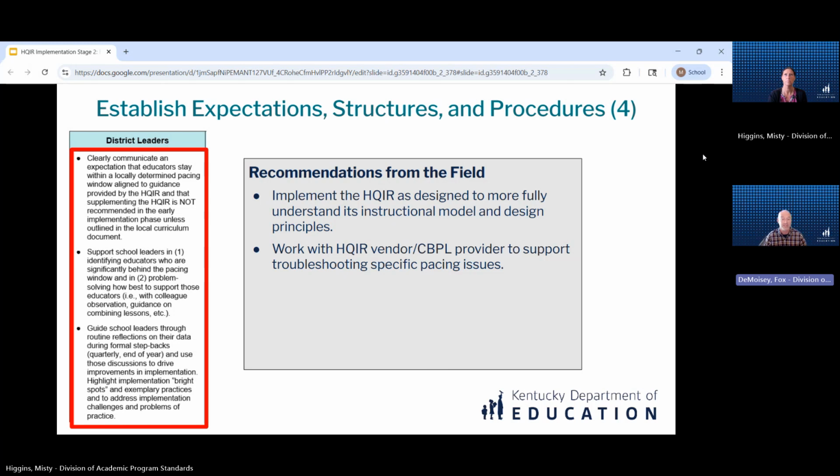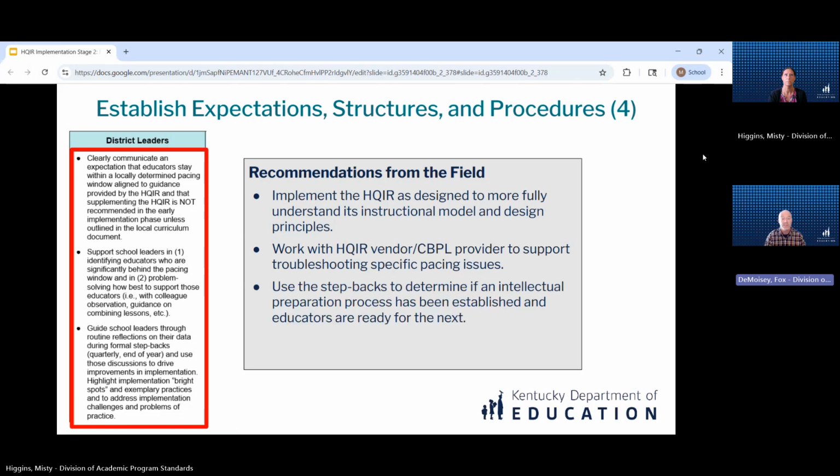Those vendors or providers can help create a pacing plan based on district needs and then consult along the way when adjustments may be needed to make sure resource integrity is maintained. Use the step backs to determine if an intellectual preparation process has been established and educators are indeed ready for the next. And if educators are not ready, adjust plans to provide that necessary time.